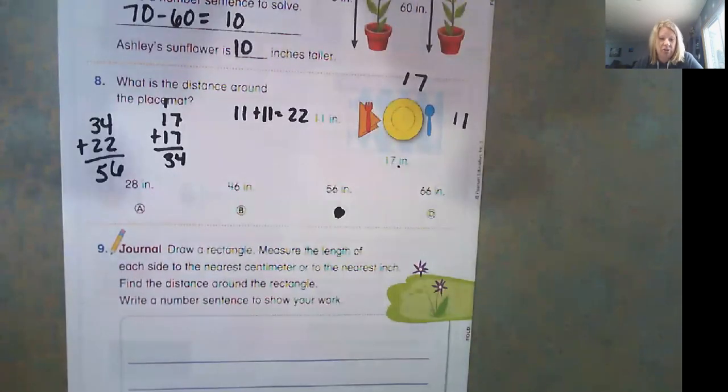Journal: draw a rectangle, measure the length of each side to the nearest centimeter and nearest inch, find the distance around the rectangle, and write a number sentence to show your work. You can do that if you want. You don't have to. I think you guys have had enough practice on this right now.